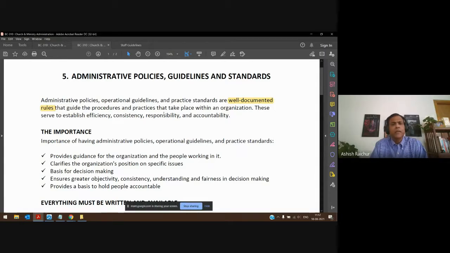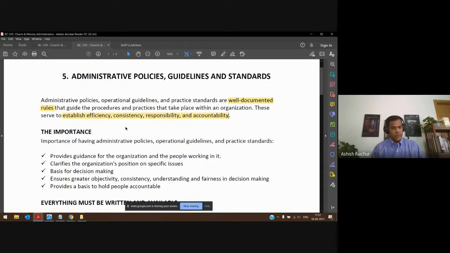But it's very important because it tells people this is what you should do. This is how we should do it. And what is the advantage of having something like that? Generally, and we will repeat this, it's going to establish certain things. There's going to be efficiency. There's going to be consistency.